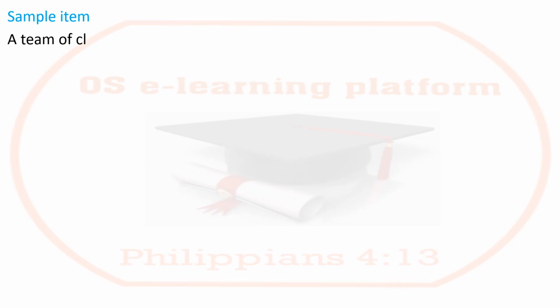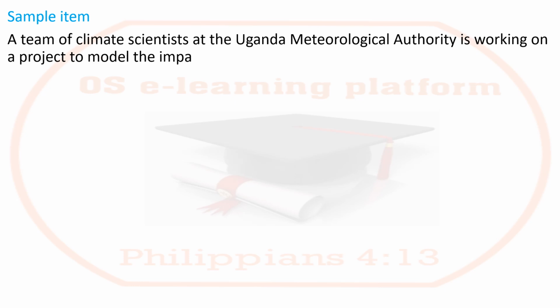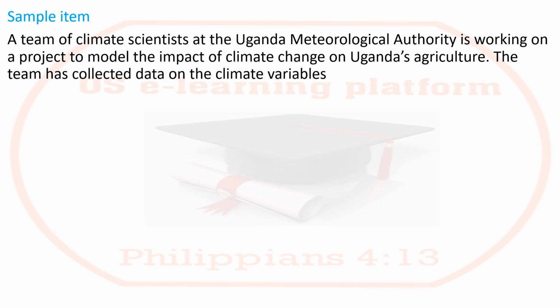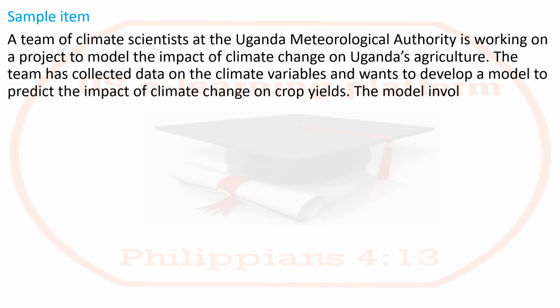I think we can now try this scenario. Sample item. A team of climate scientists at the Uganda Meteorological Authority is working on a project to model the impact of climate change on Uganda's agriculture. The team has collected data on the climate variables and wants to develop a model to predict the impact of climate change on crop yields. The model involves a rational function.